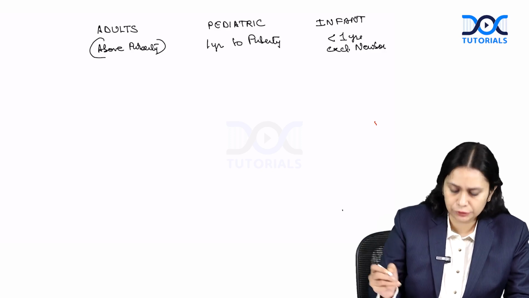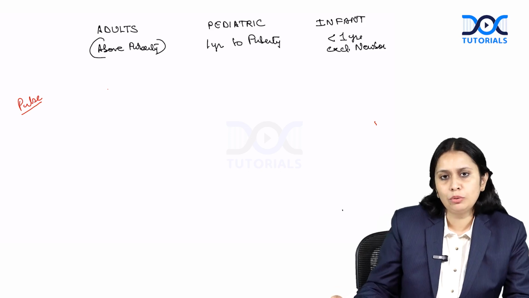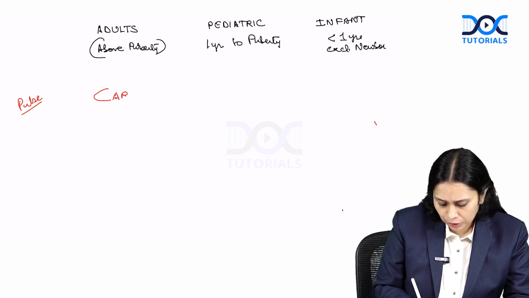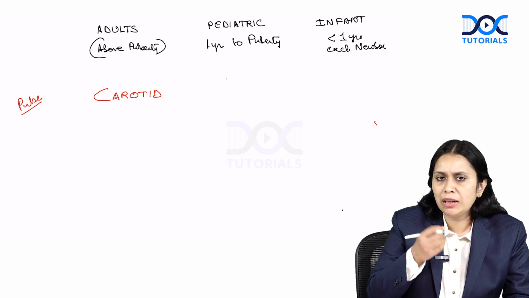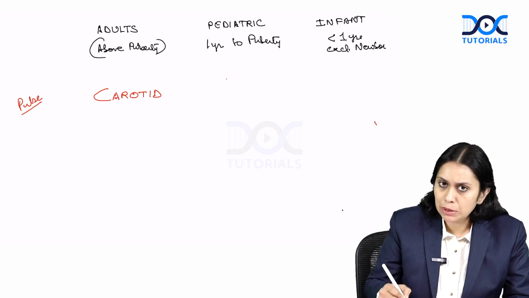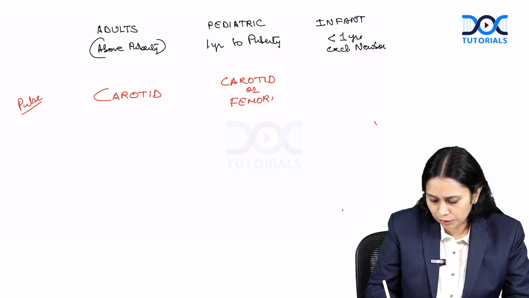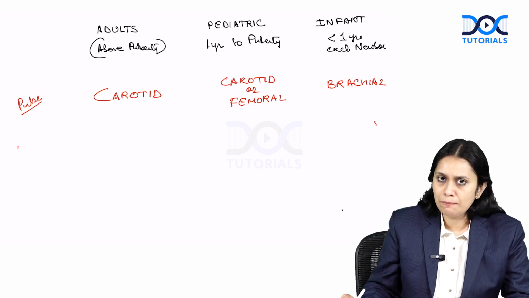So what is the first difference? The first difference is which pulse you assess to establish the cardiac arrest. In adult, always carotid. No other pulse is used. It is the pulse which we can feel if there is any cardiac output of the heart. In pediatric, we go for carotid or femoral. And in infant, we go for brachial, always brachial. So this is for the pulse.